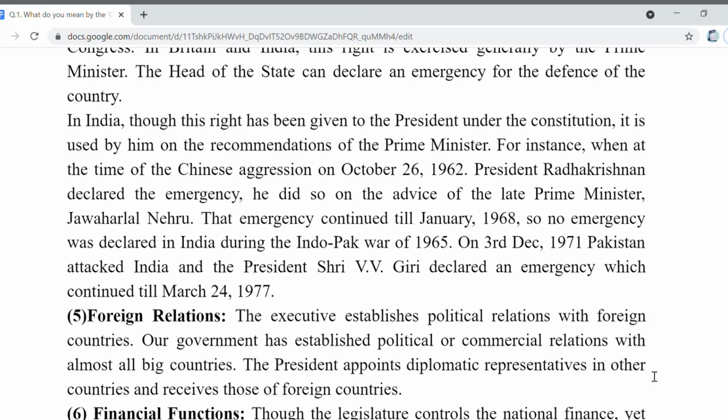The emergency was continued till 1968. So no emergency was declared in India during the Indo-Pak War of 1965. On 3rd December 1971, Pakistan attacked India and the President Shri V.V. Giri declared an emergency which continued till March 1977.